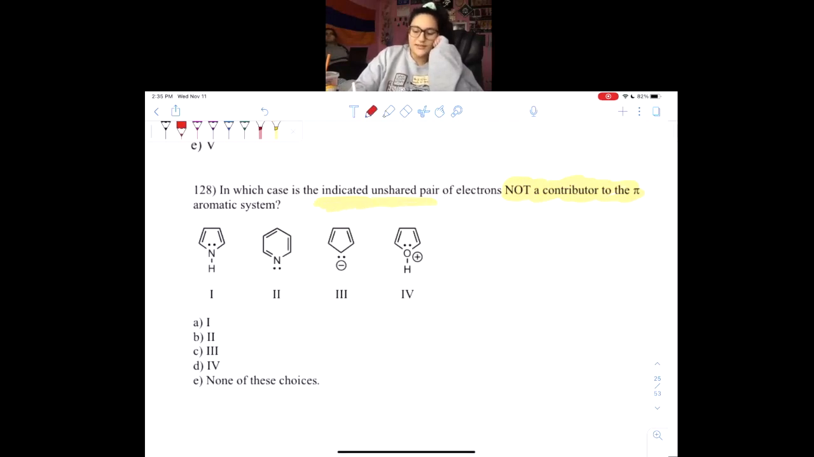So all these drawn in electrons, they're not there just to trick you anymore. They are there for a purpose because the drawn out electrons are what they are asking you for. So the second part of it is not a contributor to the pi aromatic system. So all that is saying is in which of the following cases do the drawn out electrons not count as pi electrons in our system?